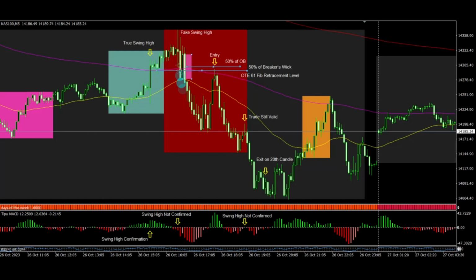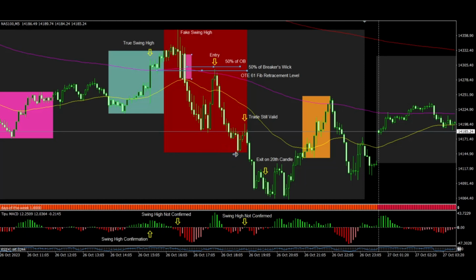If you also measure this dealing range, you get 61% fib retracement here. This could be an optimal trade entry as well. Then price moved to the downside. Now here is where some traders might get out.